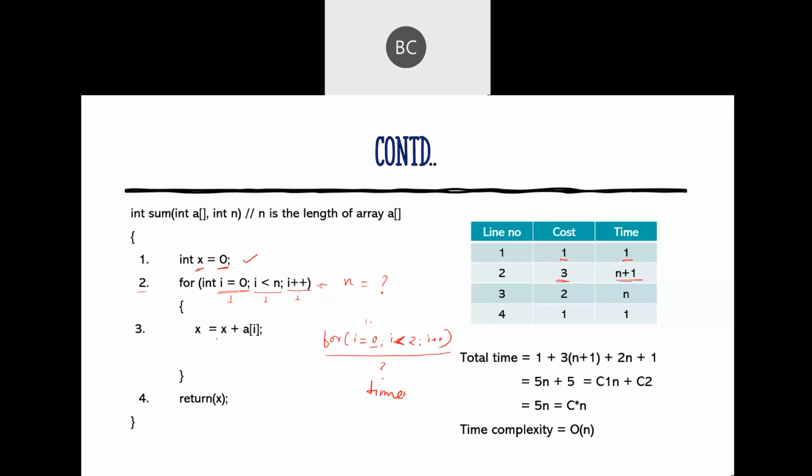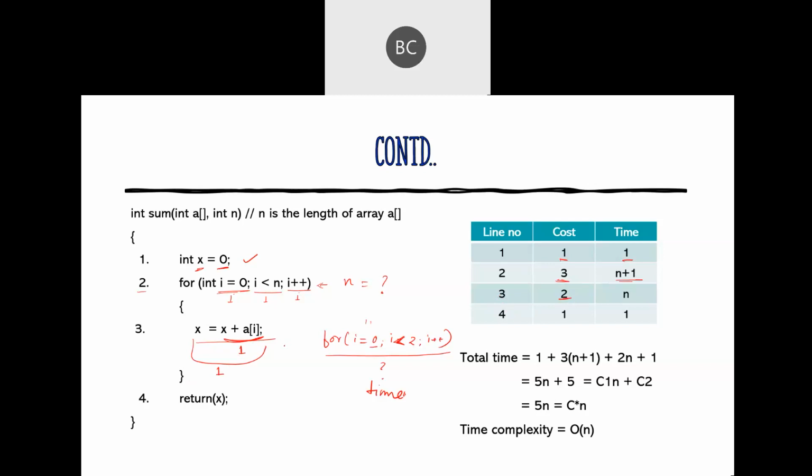Next you come to line number 3. What's happening here? First thing is you are adding two values, so this will take 1 unit of time. Then whatever result is there after adding these two numbers, you are assigning that value to x, so it will take another 1 unit of time. So total cost will be 1 plus 1, 2.